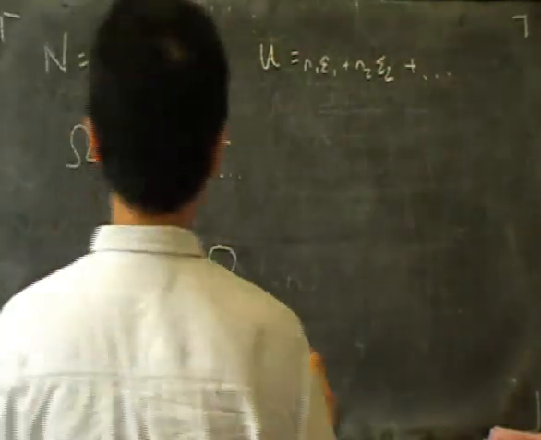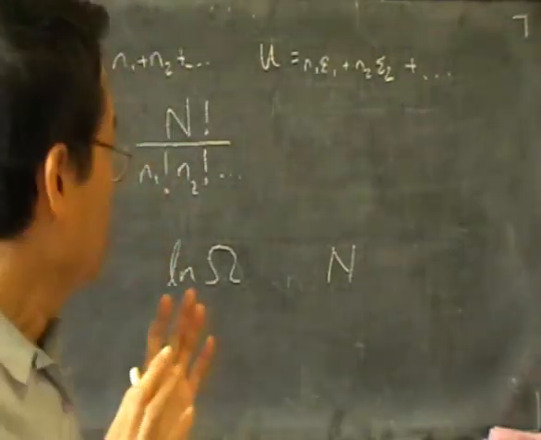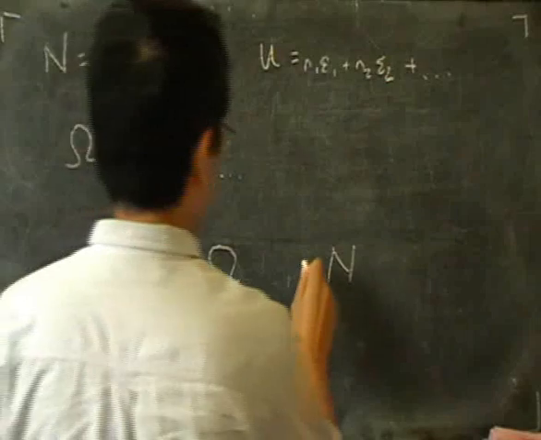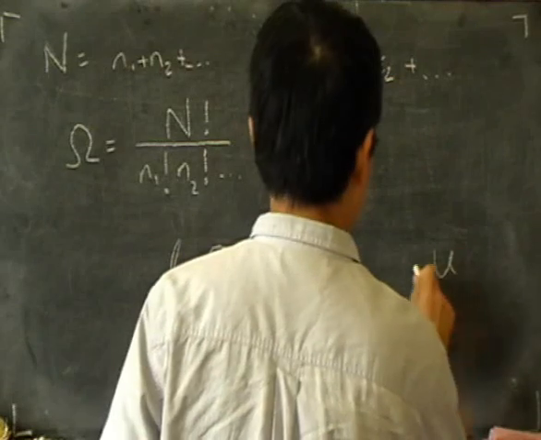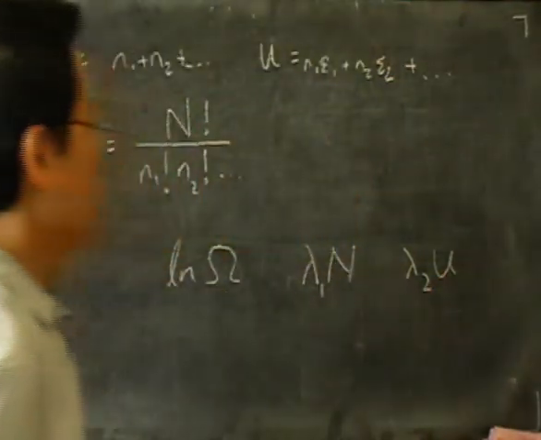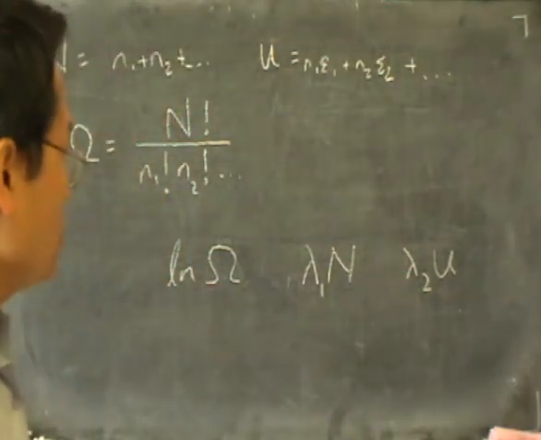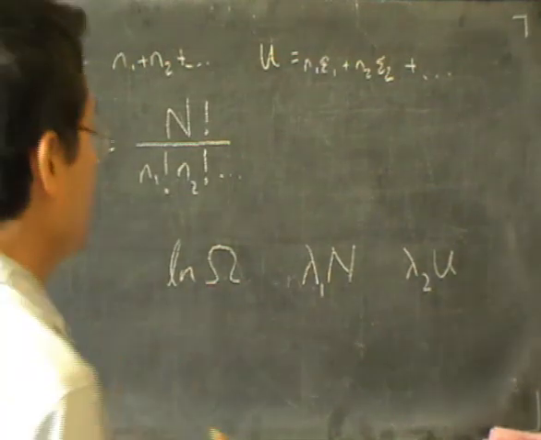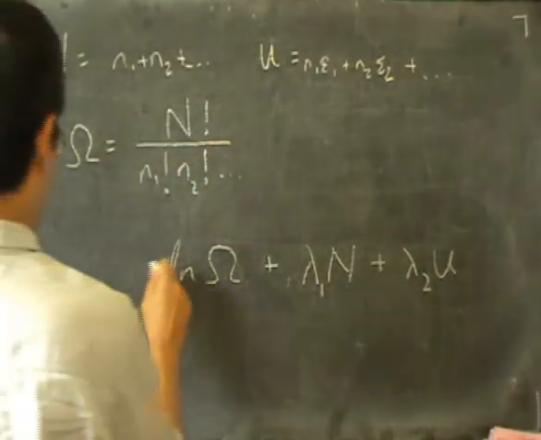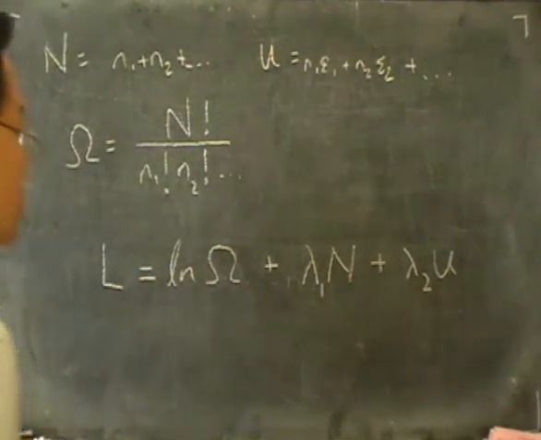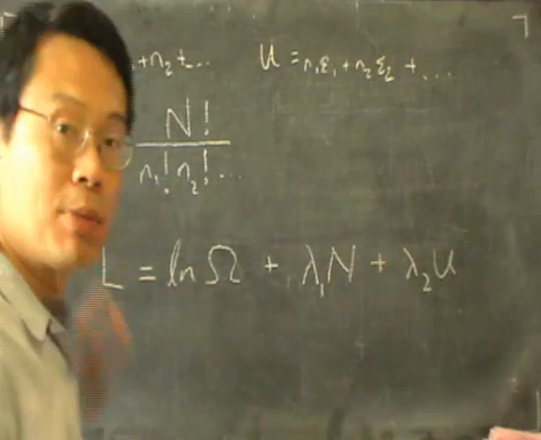For each constraint, let's say for the n, I must first multiply by an unknown constant. I call that lambda 1. And for the other constraint u, I must multiply by another unknown constant, lambda 2. Okay, and then I must add these all up. Let me call this L. And then I should maximize L.